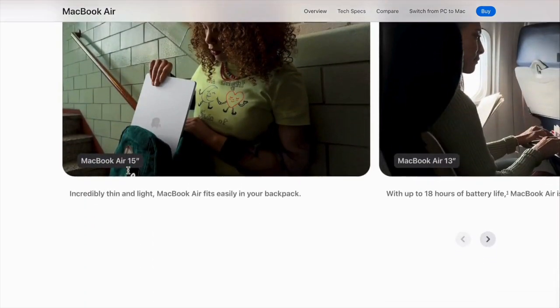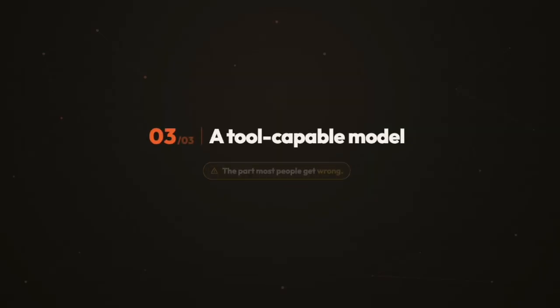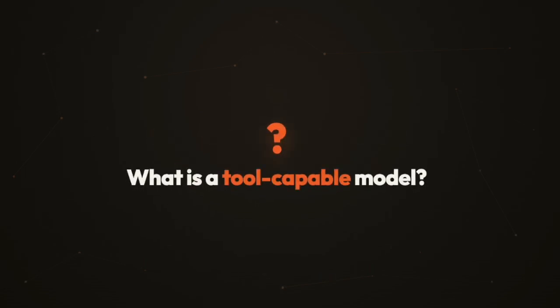Do check them out. And remember, only upgrade if you actually need to. And the third one in the requirement, this is the part most people get wrong. You need a tool capable model. So the next question is, what is a tool capable model?